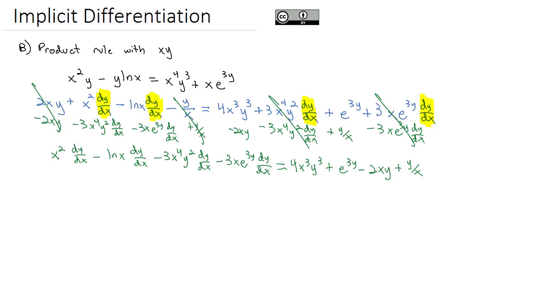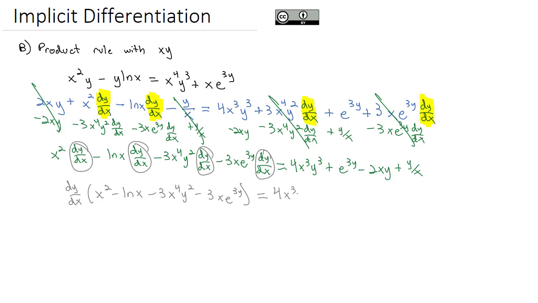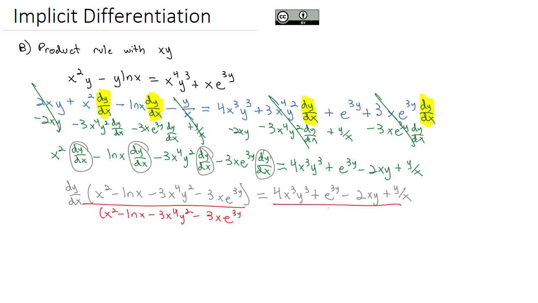Just like our prior examples, though, we got all the dy dx's on one side. Now we can factor them out as a single dy dx, leaving behind x squared minus natural log of x minus 3x to the fourth y squared minus 3x e to the 3y. The right side's unchanged at 4x cubed y cubed plus e to the 3y minus 2xy plus y over x. Our goal is to get the dy dx alone. So we'll divide by that ugly factor of x squared minus natural log of x minus 3x to the fourth y squared minus 3x e to the 3y on both sides.